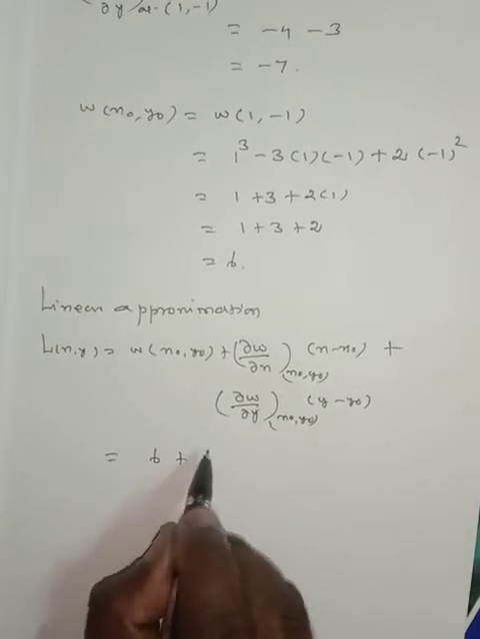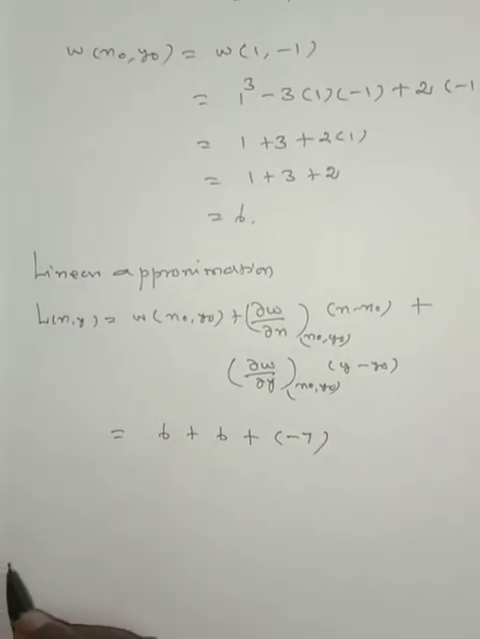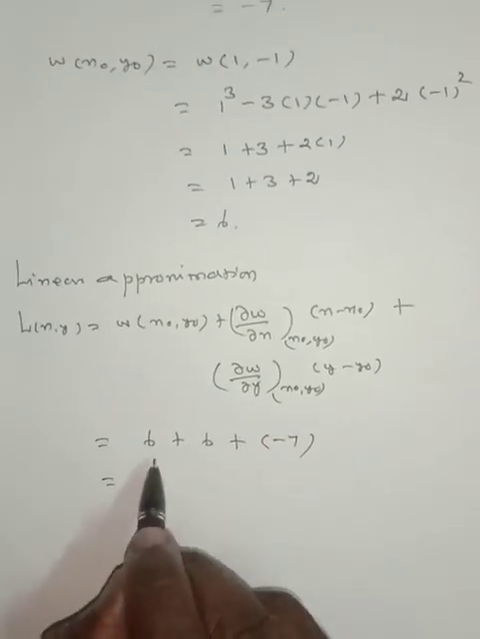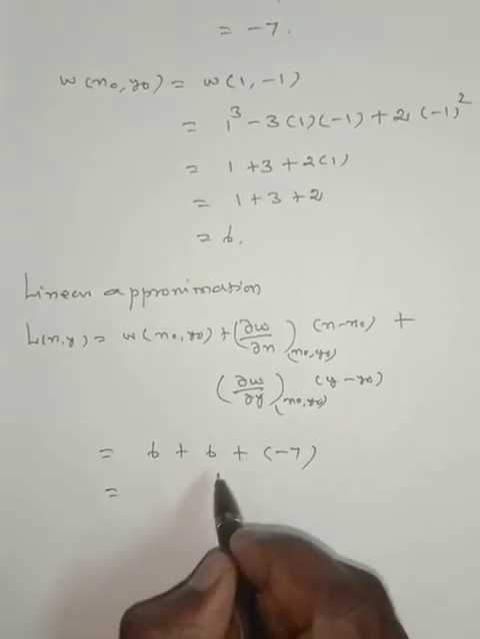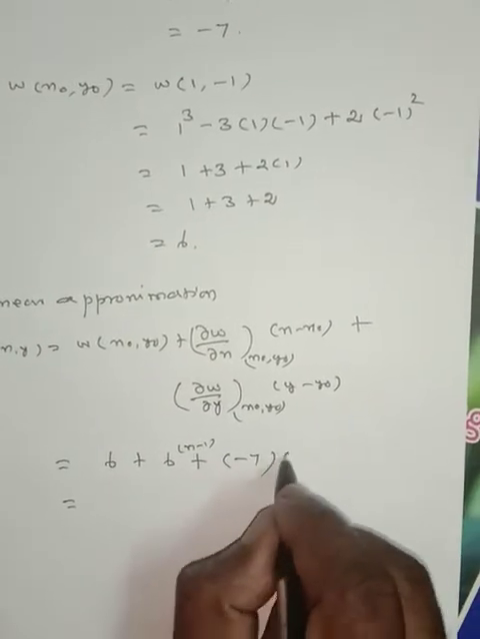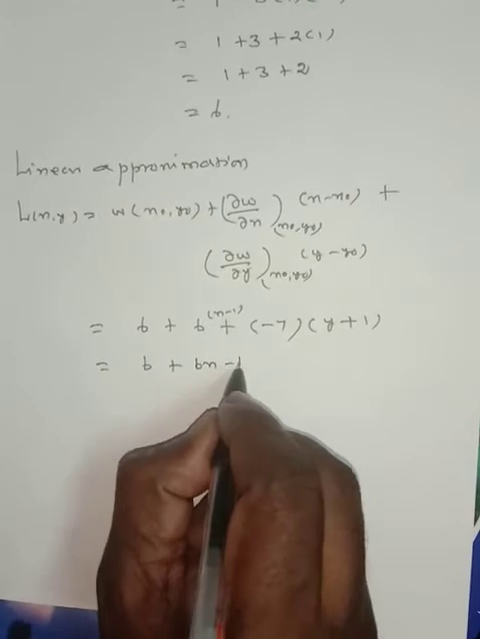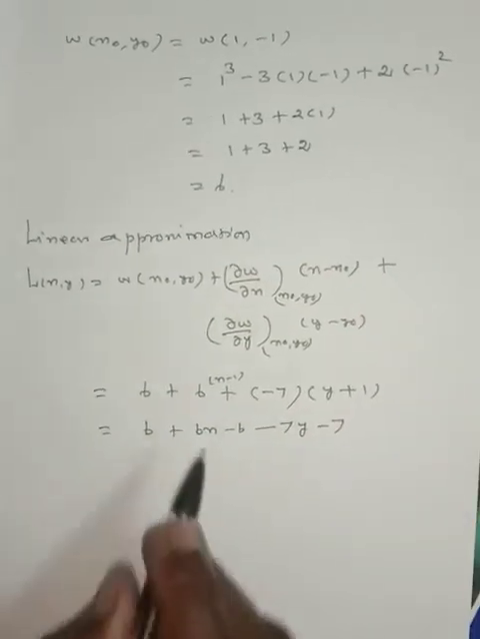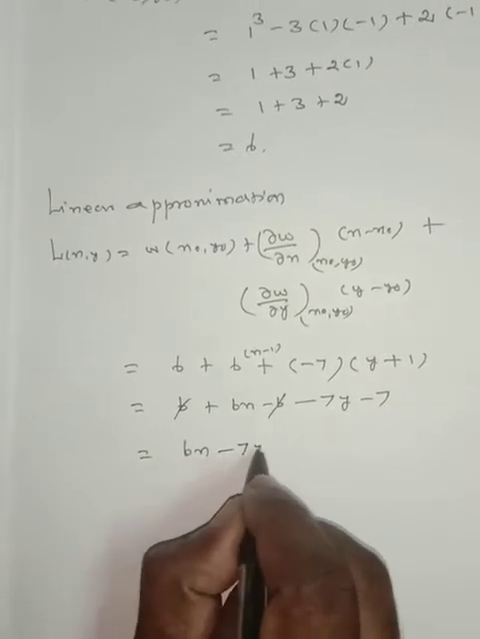at 1 comma minus 1, which is again 6, plus minus 7, is equal to 6 into x minus 1 plus 7 into y minus of minus 1, that is positive 1, is equal to 6 plus 6x minus 6 minus 7y minus 7, is equal to 6x minus 7y minus 7.